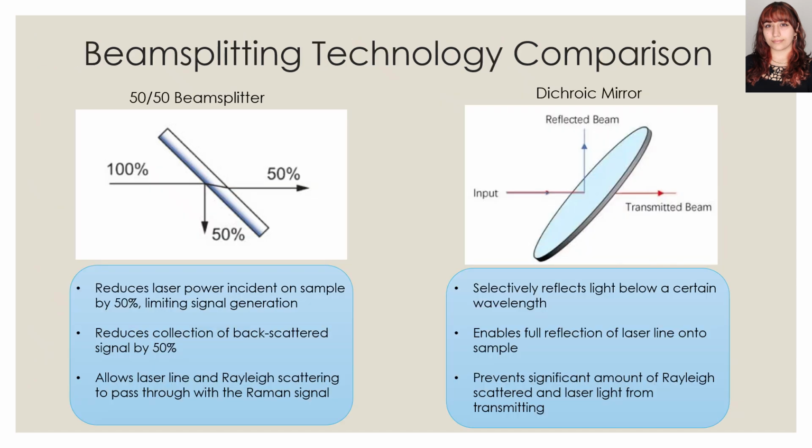In our design, the excitation laser is directed towards a beam splitter that separates the excitation and collection paths in our system. A 50-50 beam splitter would lose 50% of the laser power both before reaching the sample and during signal collection, weakening overall signal generation and collection. Alternatively, a dichroic mirror can selectively reflect nearly all laser light onto the sample and allow Raman-scattered photons to transmit through with minimal loss. It also serves as a preliminary, less effective long-pass filter by blocking most of the laser line from reaching the spectrometer.